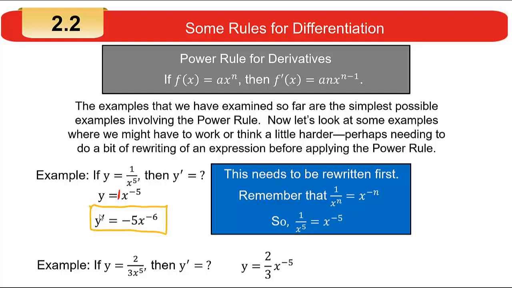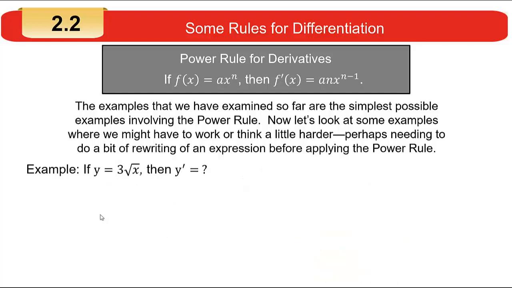So the 2 stays where it is, the 3 stays where it is, the x to the fifth in the denominator moves up and becomes an x to the minus 5. Now technically you could put the minus 5 right beside the 2, but for our purposes it would be better to write it like this because now it looks just like the power rule. So applying the power rule, you take the minus 5 times the 2/3 and you get minus 10/3, and then you subtract 1 from the minus 5 and get minus 6.